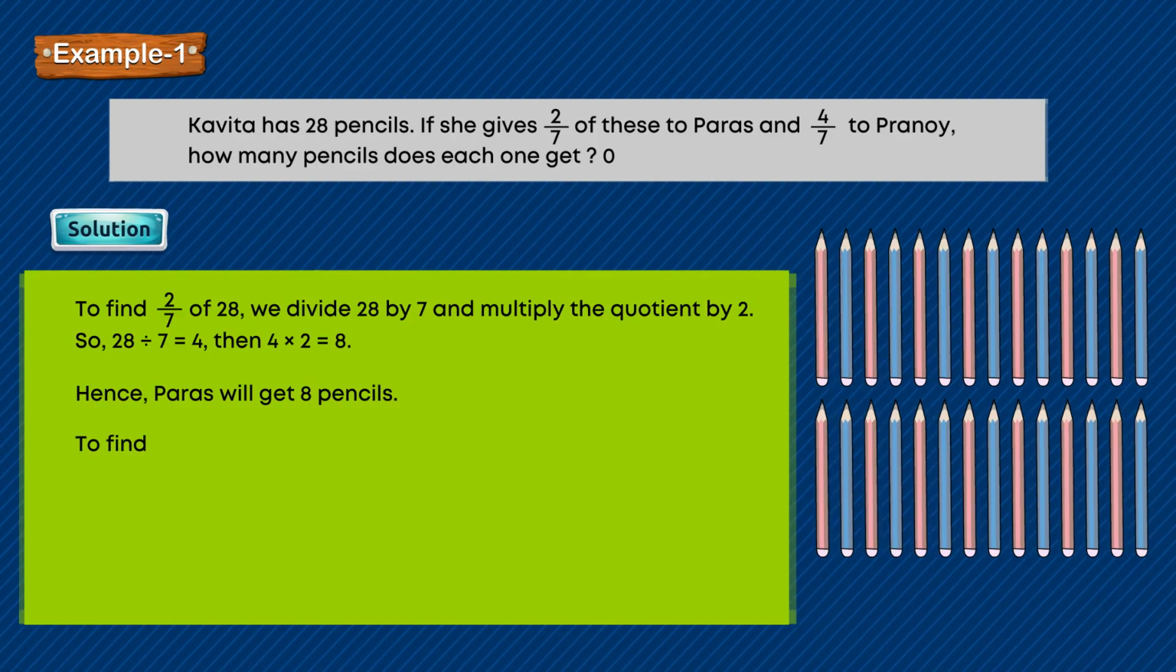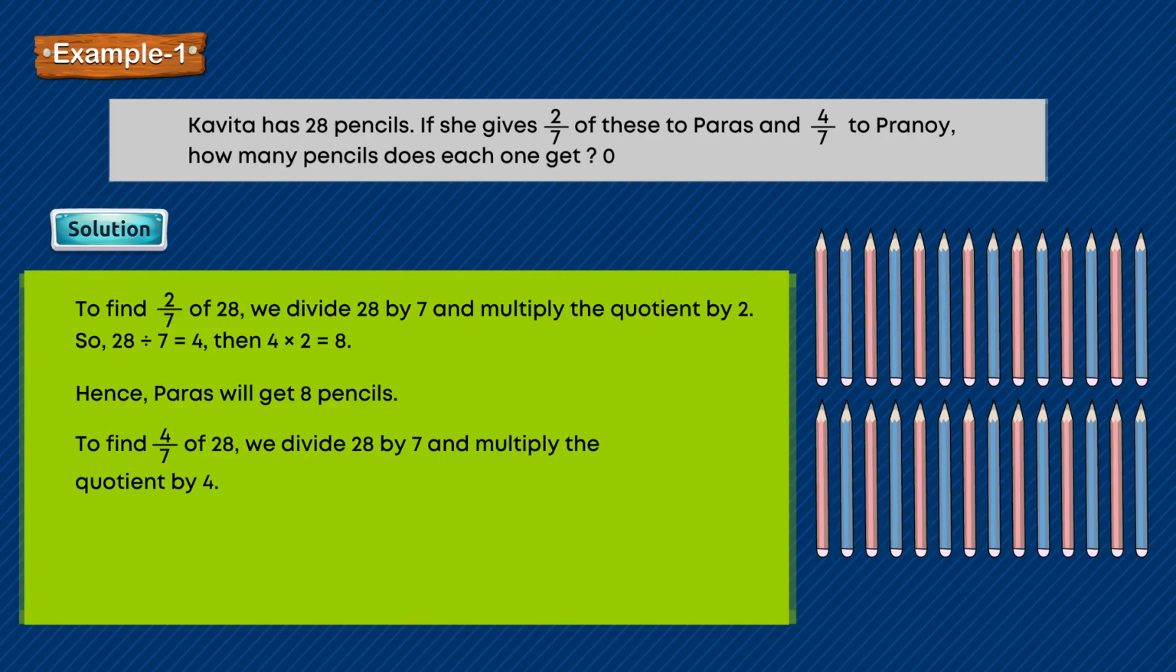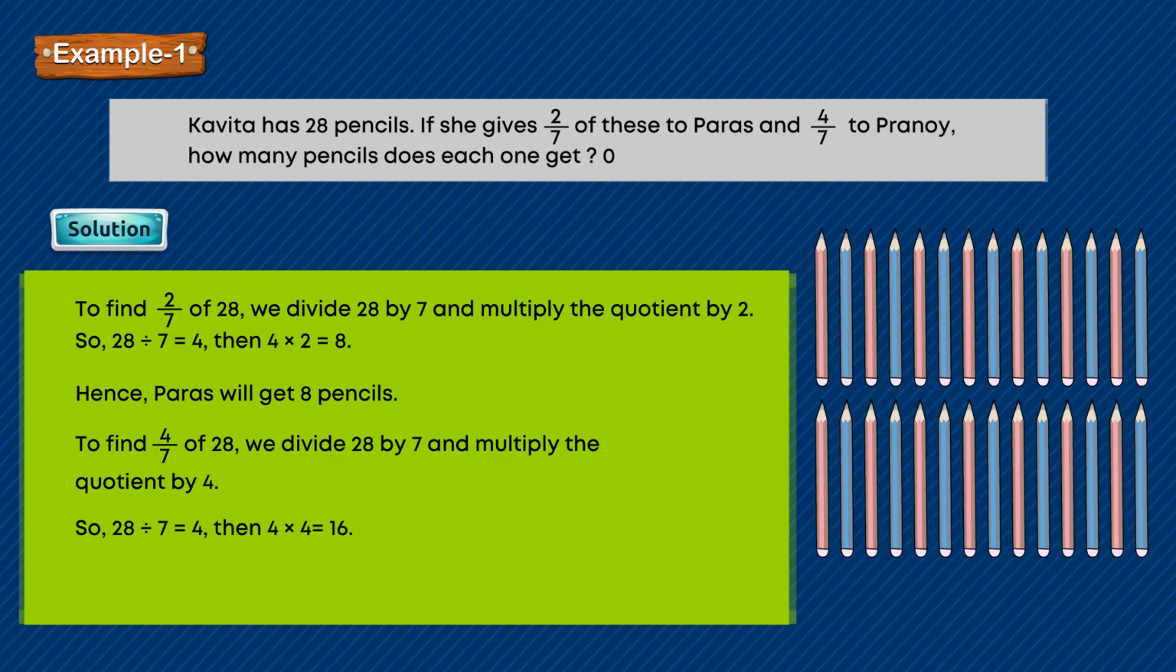To find 4/7 of 28, we divide 28 by 7 and multiply the quotient by 4. So, 28 divided by 7 is equal to 4. Then 4 into 4 is equal to 16. Hence, Pranay will get 16 pencils.